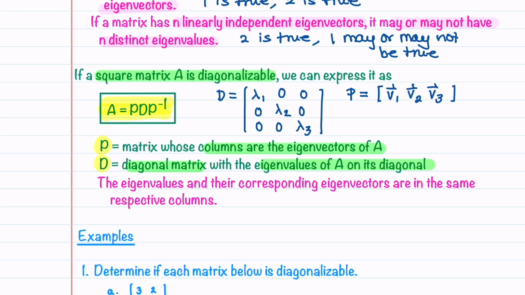It's important to note that the eigenvalues and their corresponding eigenvectors all have to be in the same respective columns. If eigenvalue 1 is in column 1, then eigenvector 1 has to be in column 1. Likewise, if eigenvalue 2 is in column 2, eigenvector 2 is in column 2. And then if eigenvalue 3 is in column 3, then eigenvector 3 has to be in column 3.